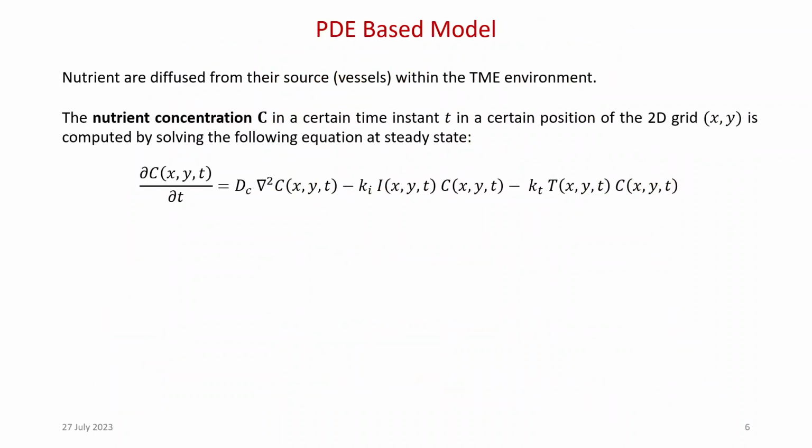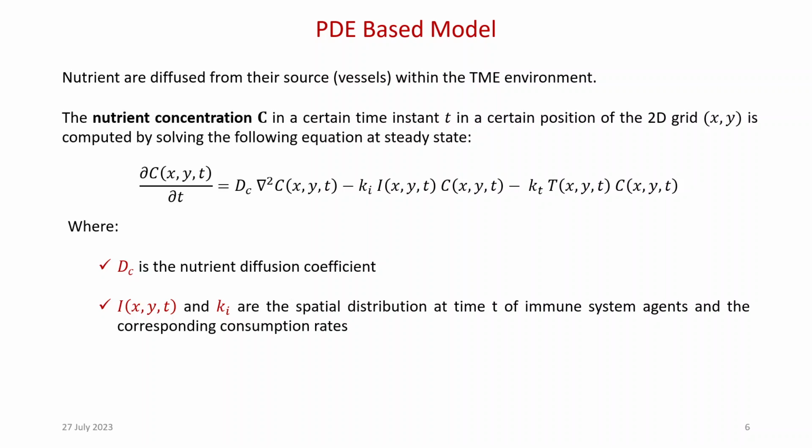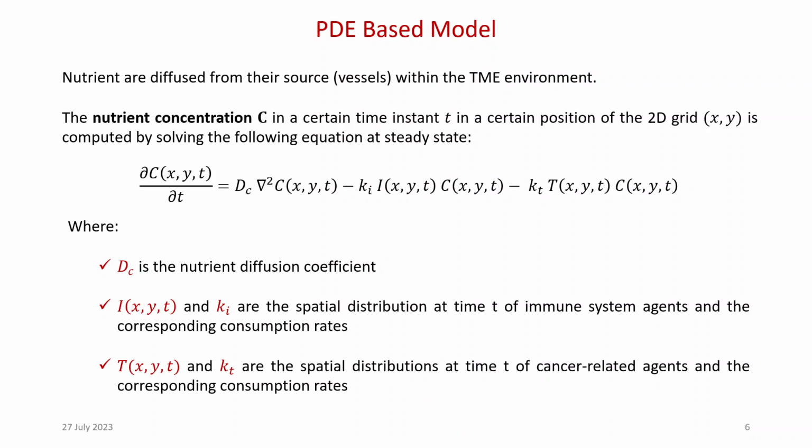Focusing now on the PDE-based model, we know that nutrients are diffused from their source vessels within the environment, and the nutrient concentration in a certain position of the environment is computed by solving the following equation at the steady state, where the parameter dc is the nutrient diffusion coefficient, the parameters I(x,y,t) and ki are the spatial distribution at time t of the immune system agents and their corresponding consumption rates, and td(x,y,t) and kt are the spatial distribution at time t of cancer-related agents and their corresponding consumption rates.